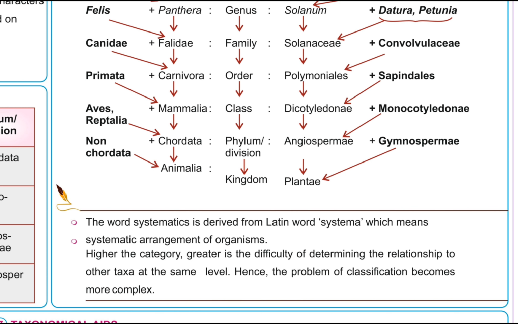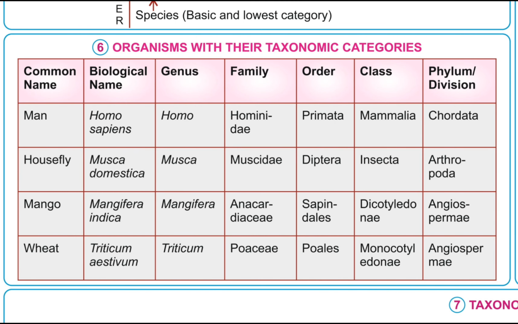The higher the category, the greater is the difficulty of determining the relationship between two taxa at the same level. Hence, the problem of classification becomes more complex. Organisms with their taxonomic categories: common name, biological name, genus, family, order, class, phylum or division. Man, Homo sapiens, Homo, Hominidae, Primata, Mammalia, Chordata.